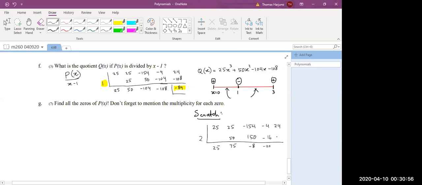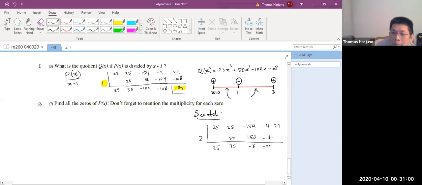It's -4. Oh, -4 here. That's what I did. -4. So this is -8. That's -12. That's -24. That's our 0. Yay! Okay, so I will formally write it here.